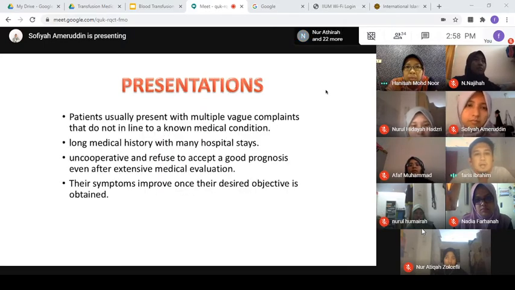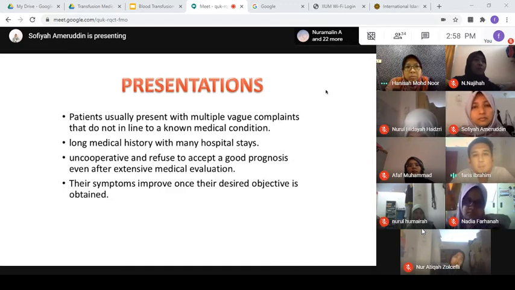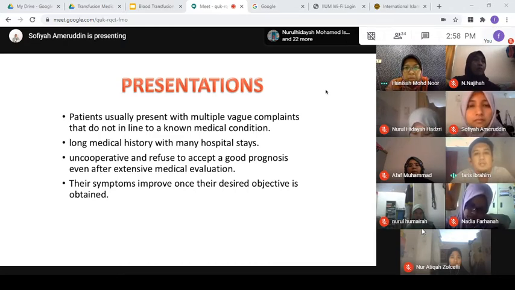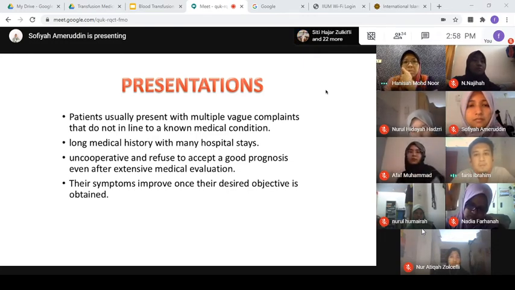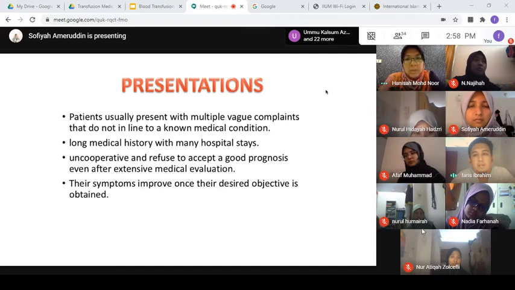Now, regarding the presentation of the patient, normally they will present with vague complaints that do not fit a medical condition. They have a long medical history with many hospital stays before they come to us, and normally they are uncooperative and refuse to accept a good prognosis. A normal patient would be happy if they got a good prognosis, but they seem to be unhappy and uncooperative when they get the good prognosis. Their symptoms normally improve once they get the desired objective.